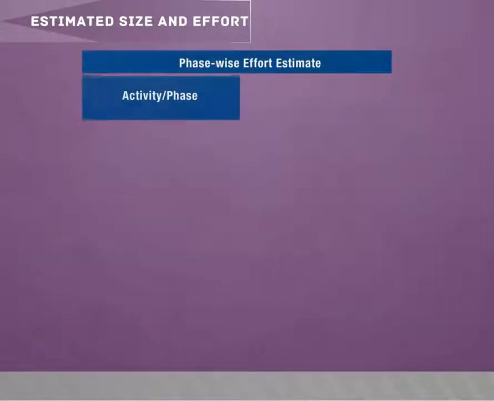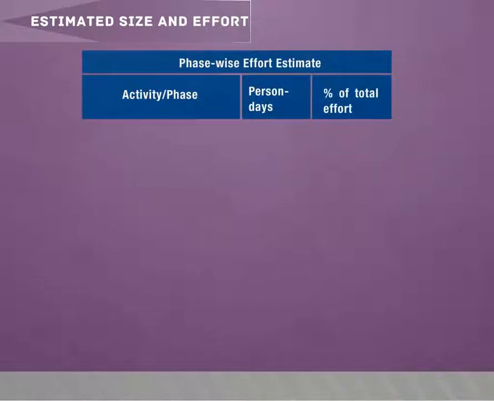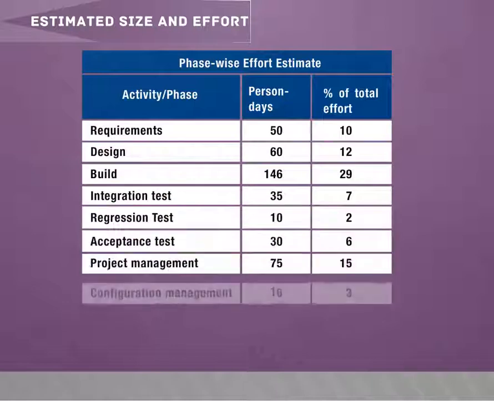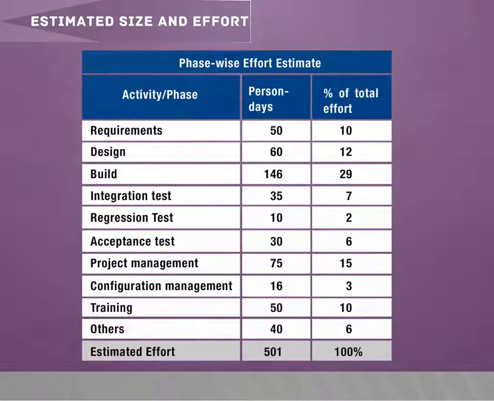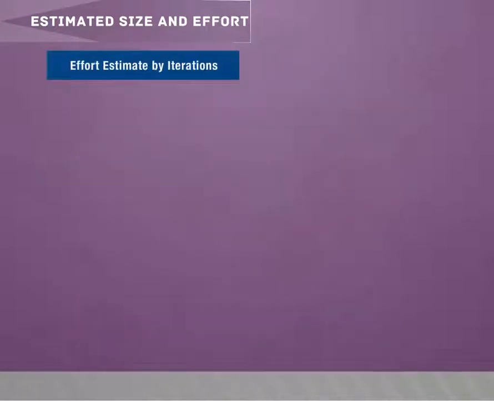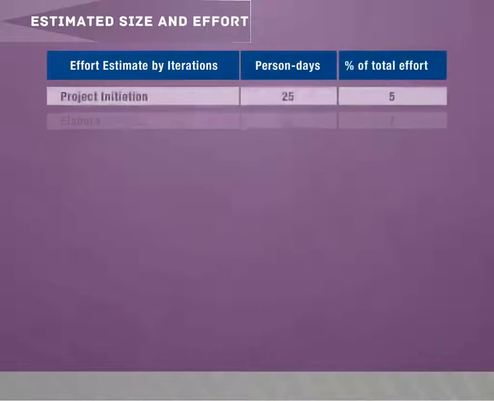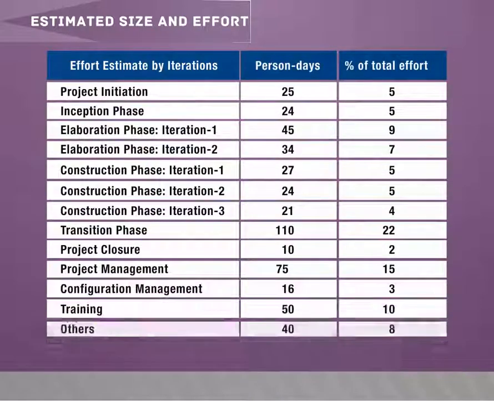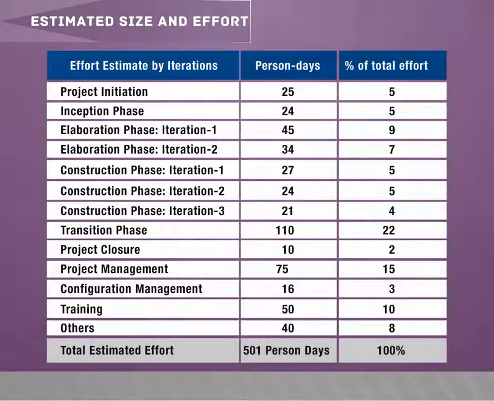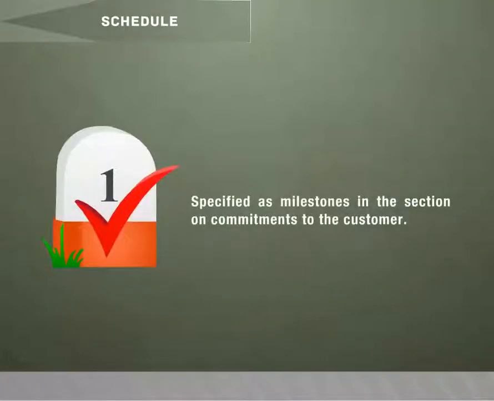Phase-wise effort estimate. Activity of phase. Person days. Percentage of total effort. Estimated effort 501, 100%. Effort estimated by iterations. Percentage of total effort. Total estimated effort 501, 100%. Schedule. Specified as milestones in the section on commitments to the customer.